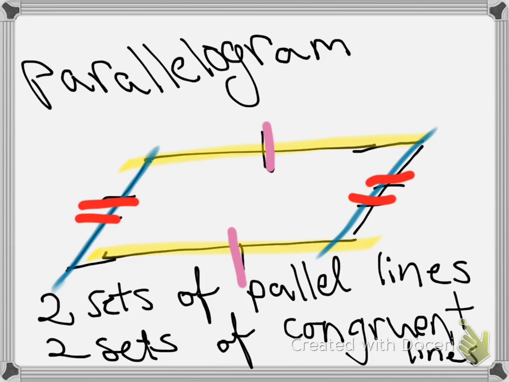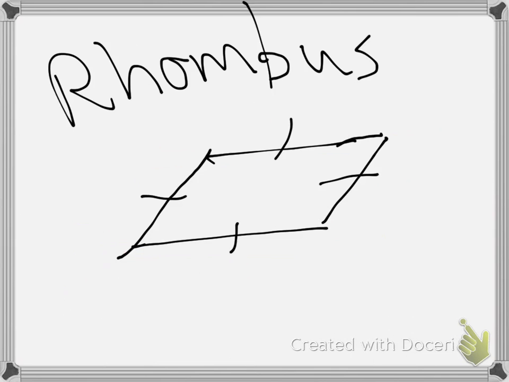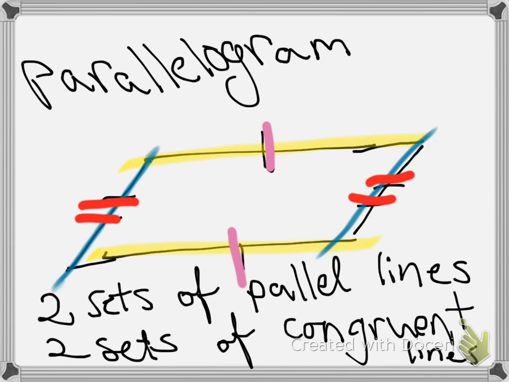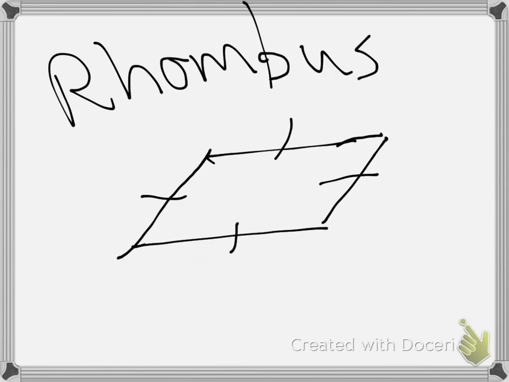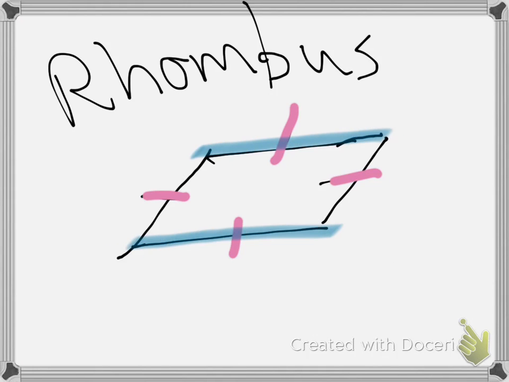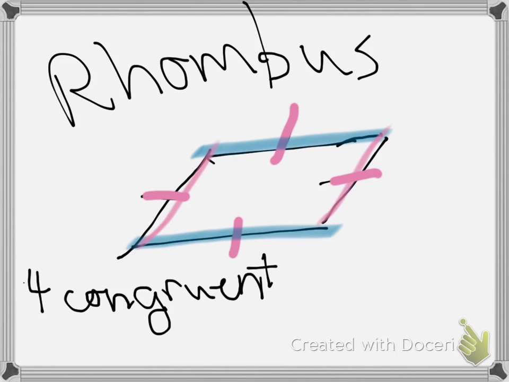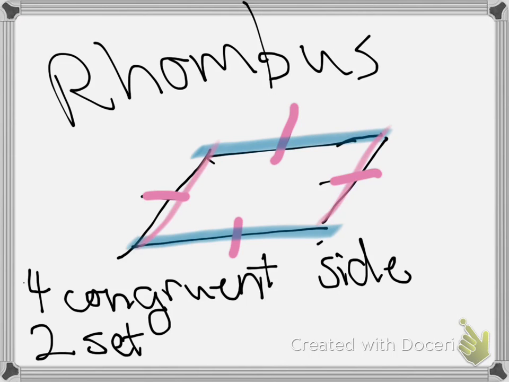Next one is a rhombus, and you might be going, oh my gosh, they look exactly the same. Very close. So, if a parallelogram was a rectangle that you just kind of twisted, a rhombus is a square. All four sides are exactly the same. In addition, this side is parallel to this one, and this is parallel to this. So a rhombus is four congruent sides and two sets of parallel lines.